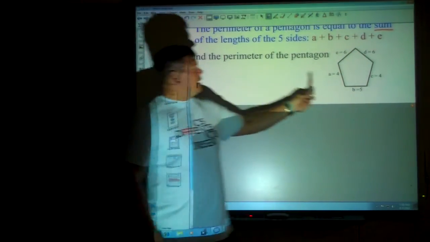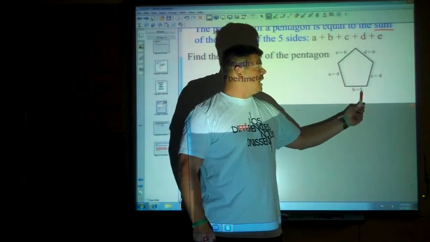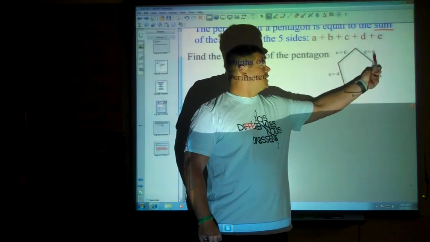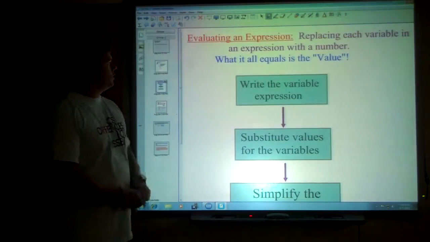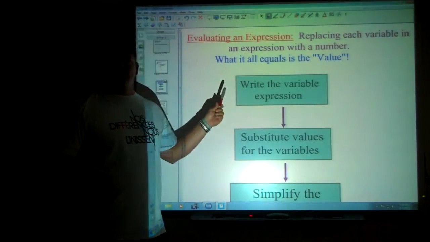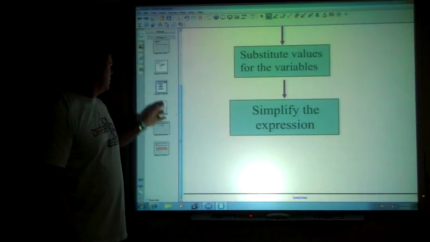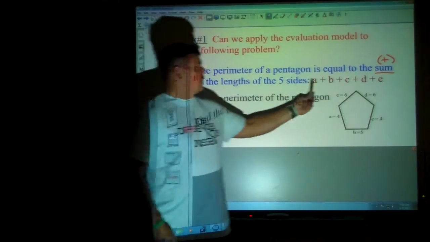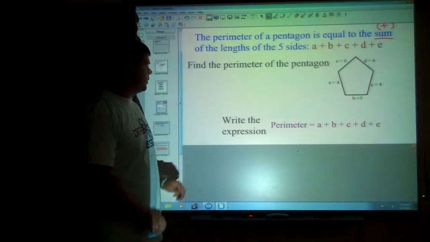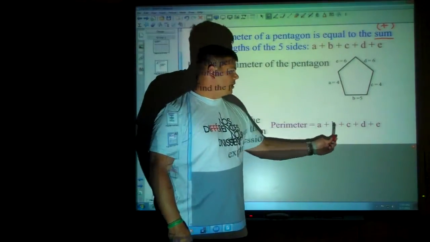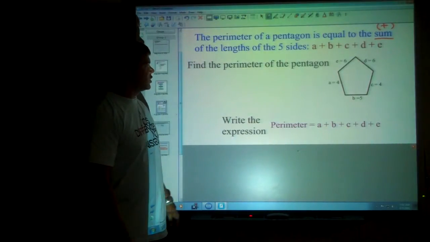So, finding the perimeter of the pentagon, here I have given you values. A is 4, B is 5, C is 4, D is 6, E is 6. According to our model, first we have a variable expression. Write the variable expression, we would substitute, and we would have this variable expression right here. So according to our model, write the expression. The perimeter is A plus B plus C plus D plus E. That's step 1 of the model, writing the variable expression.